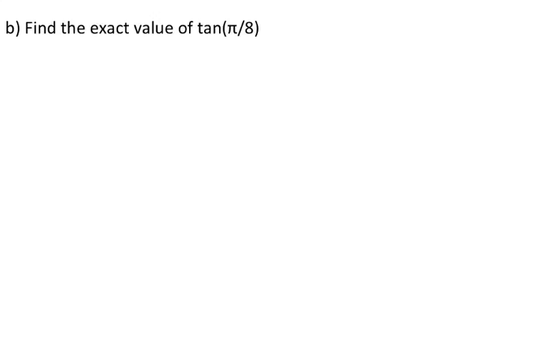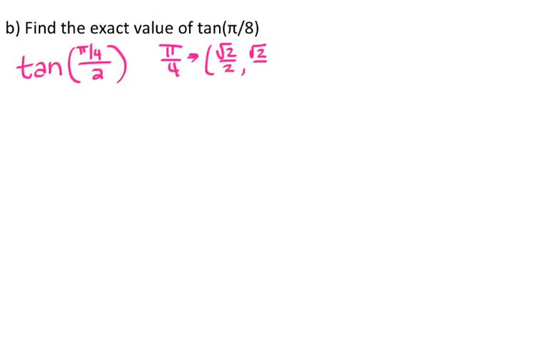Alright, now we want to find the exact value of tangent of pi over 8. So tangent doesn't have the plus or minus, so we don't really have to worry about that. But what we do need to figure out is what angle we're actually going to use. So when I take half of some angle, it gives me pi over 8. So essentially I want to take that angle and multiply it by 2. Well, if I take pi over 8 and multiply it by 2, that's pi over 4. Pi over 4, that ordered pair is root 2 over 2, root 2 over 2.